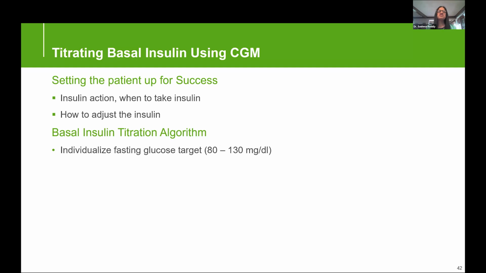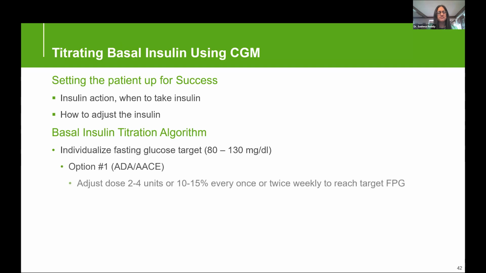I usually just ask the patient, where do you feel comfortable at? If they feel comfortable at 150, I might say 100 to 150. If they feel 200, 150 to 200. So you go with what the patient is comfortable with, and then you slowly bring it down to where you know it's supposed to be. So this is what we mean by individualize.